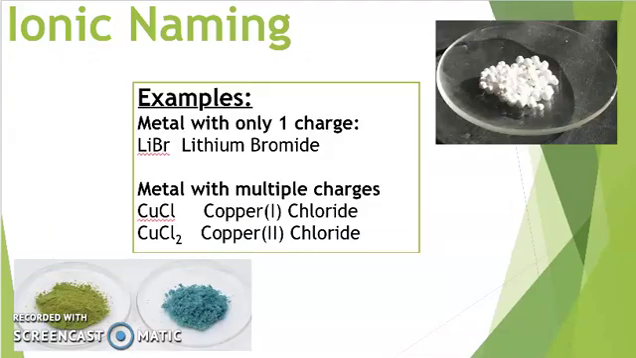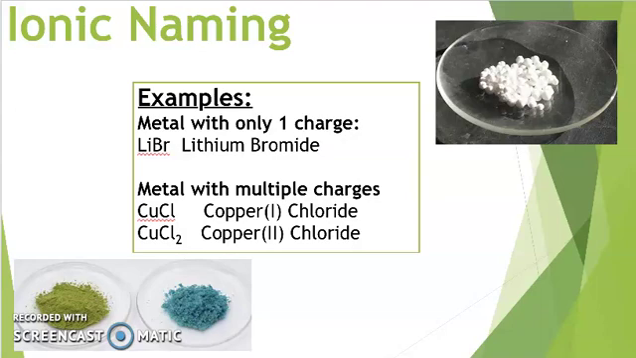So, some examples of ionic naming. If you have a metal with only one charge, either it's in your A group or you know it's a set charge like zinc and silver, you just put the name. If I have LiBr, I look up Li, that's lithium, and I look up Br, that's bromine. I switch the ending of the second element to ide, and so I just have lithium bromide for the name of that compound.